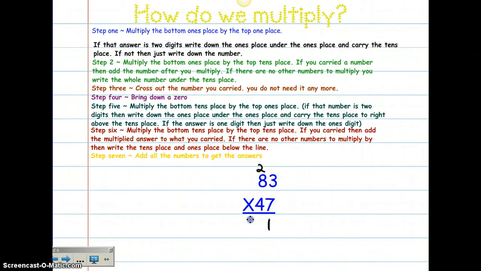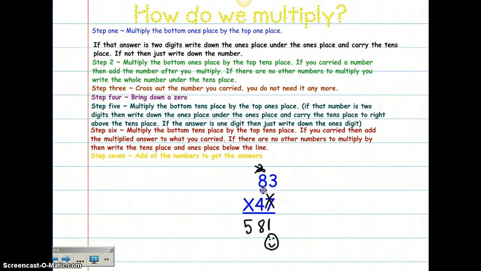There is no other place for me to carry any numbers, so I need to write down the 58 here. There's no other numbers over here to multiply by, so I am done. I write the number down. I bring down my 0, my happy face. So I am going to cross out this number that I carried because I don't need it, and I'm going to cross out the number in the ones place because I am done with it.